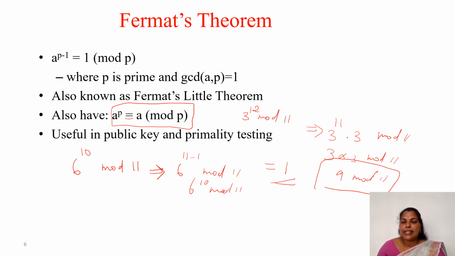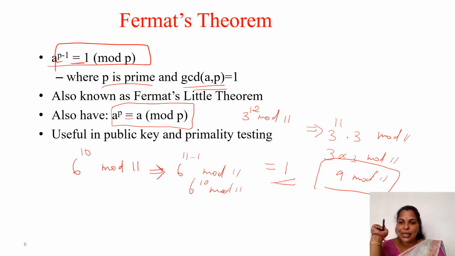Next is Fermat's theorem. In Fermat's theorem, we have to remember two formulas. One is A power P minus 1 congruent to 1 mod P. Here P is a prime number and there is a relation between A and P, that those two are relatively prime. That is, P is a prime and GCD of A comma P equals 1. So prime numbers play a vital role in Fermat's theorem, or the other name for it, Fermat's little theorem.